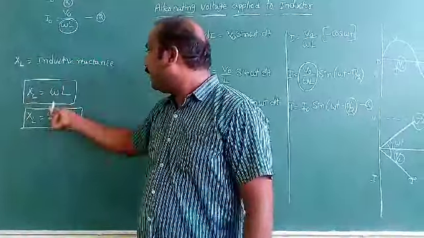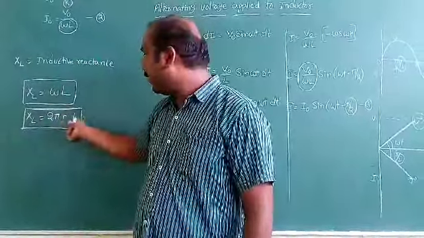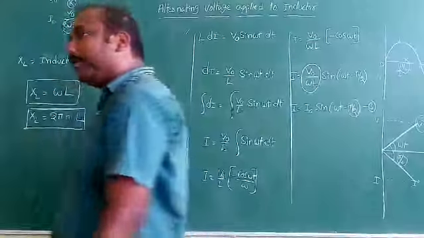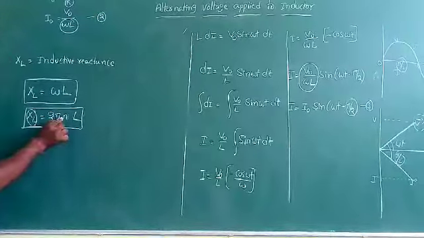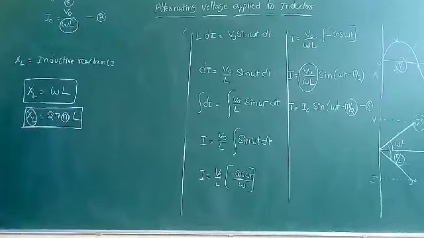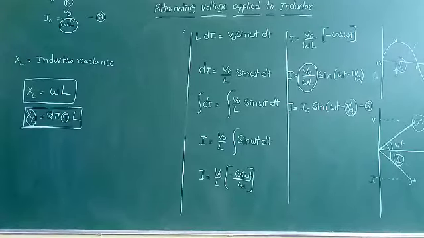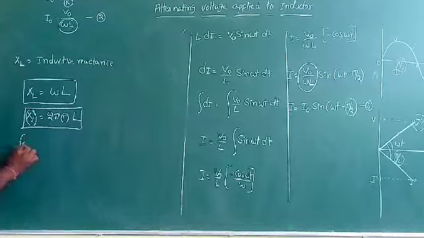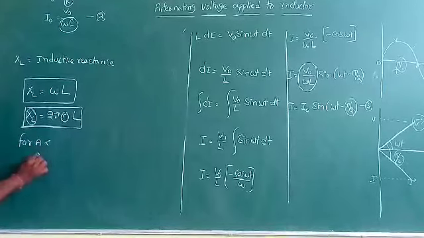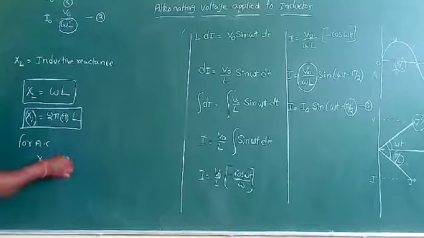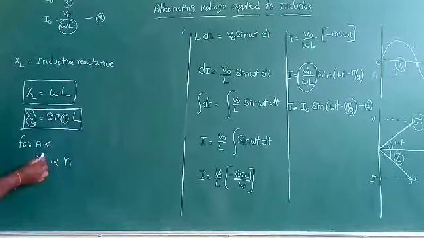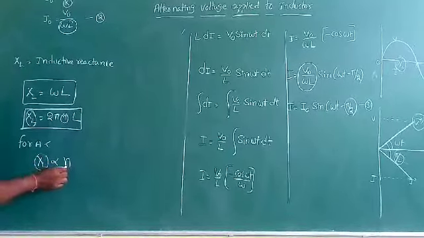In place of omega I can use 2 pi N into L. And from this one we can learn one more point. What is that point? This inductive reactance depends on frequency, especially for AC currents. This XL is directly proportional to N. So if the frequency is increasing, the XL also increases. If the frequency is decreasing, XL also decreases.